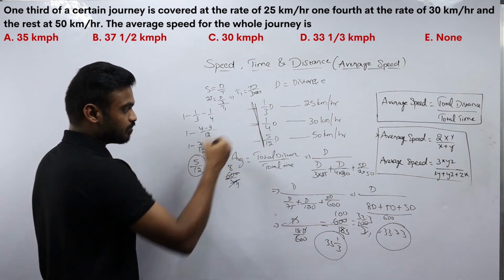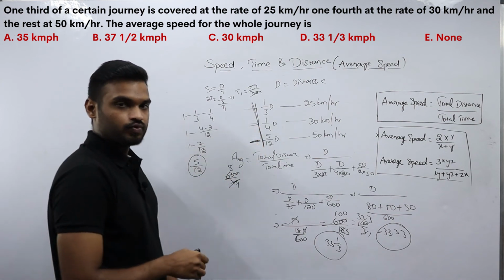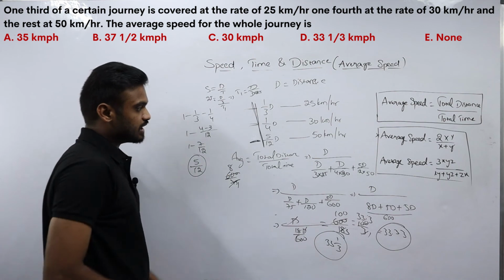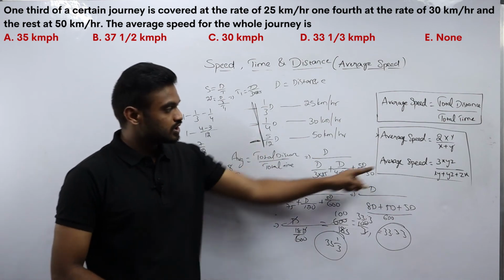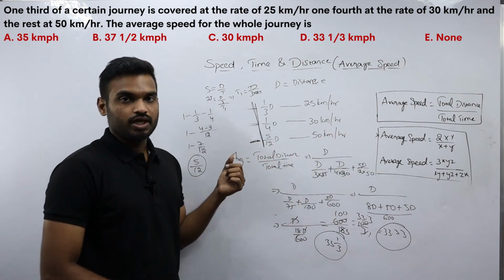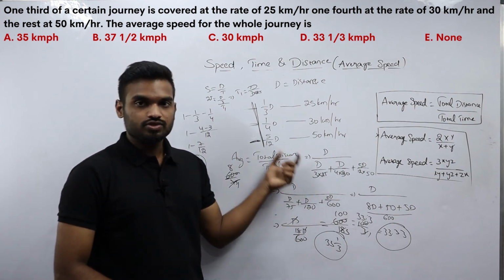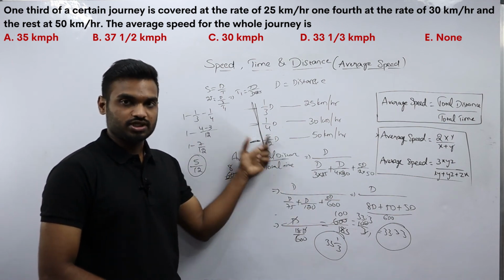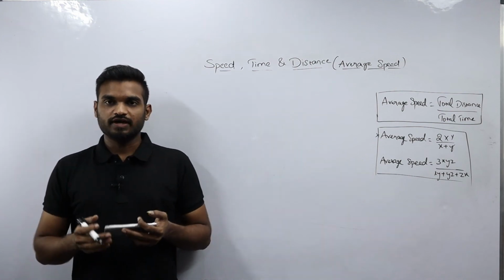Here 1 by 3, here 1 by 4 and also here 5 by 12. So the total distance is not the same in all three cases, so we can't use this formula to solve the problem. Even though it is lengthy, if you understand the basic concept, you can solve the problem. Now let's look at our fifth problem.